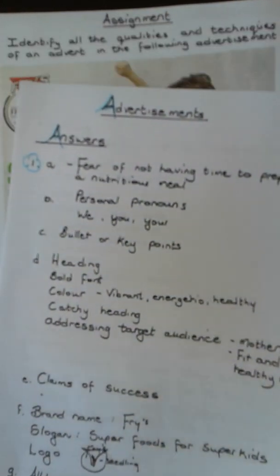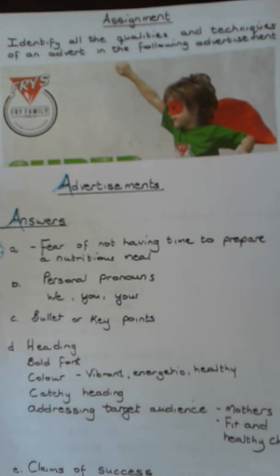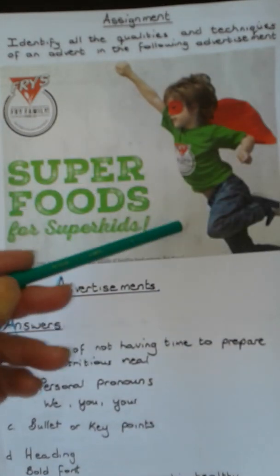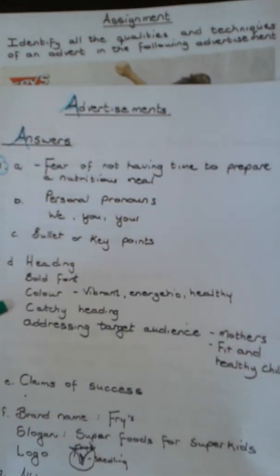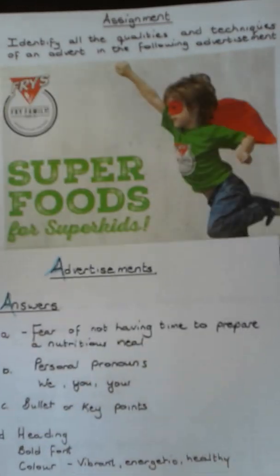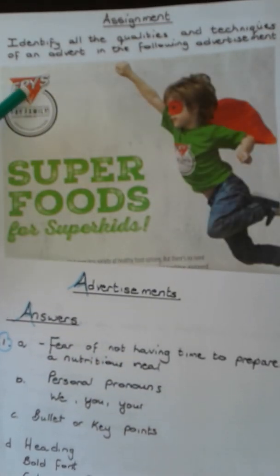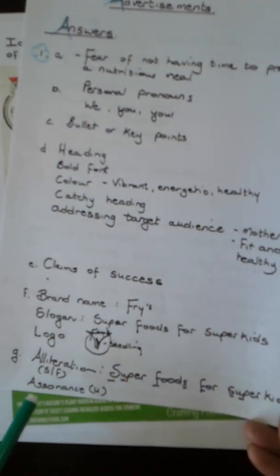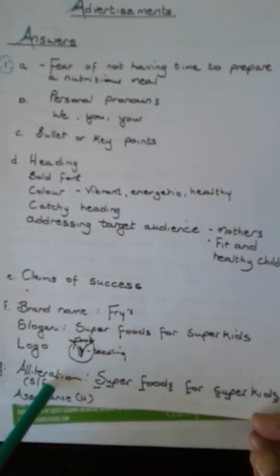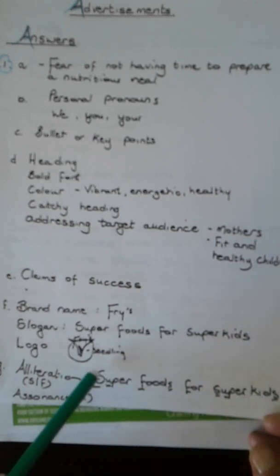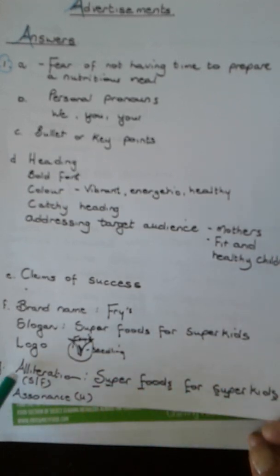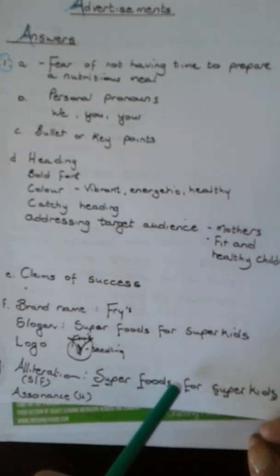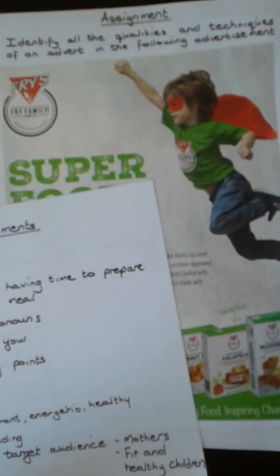Then the brand name is Fries. The slogan for this specific ad is Superfoods for Super Kids. The logo is this one with a little seedling growing there inside. Then we also pick up on the use of alliteration of the S and the F, Superfoods for Super Kids, and the assonance of the U.